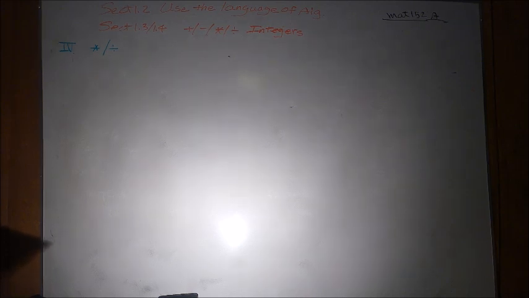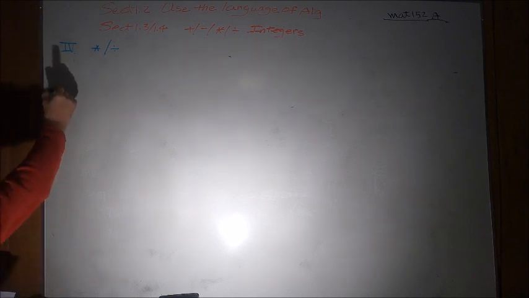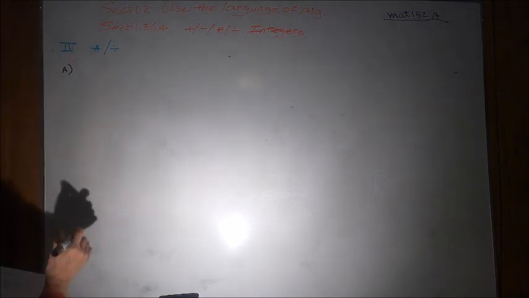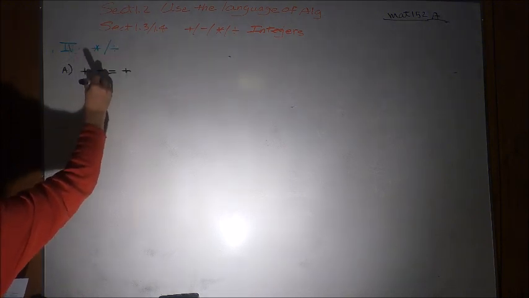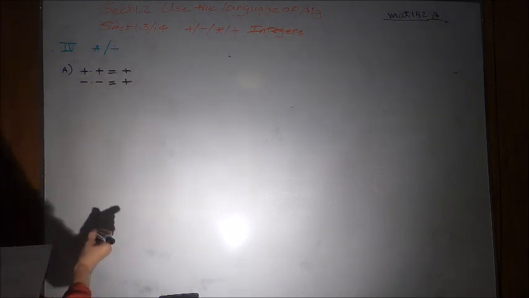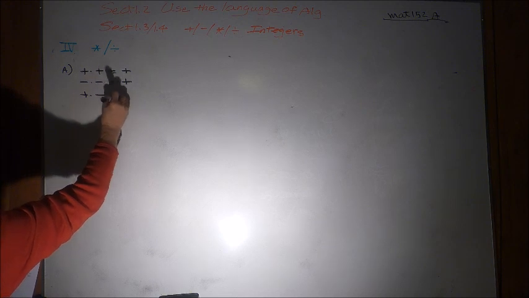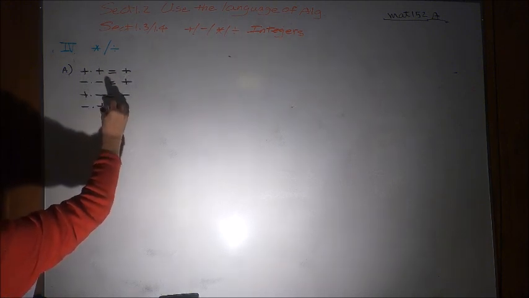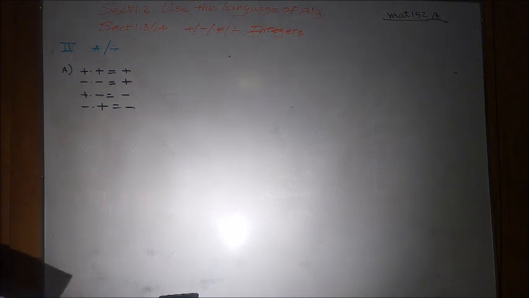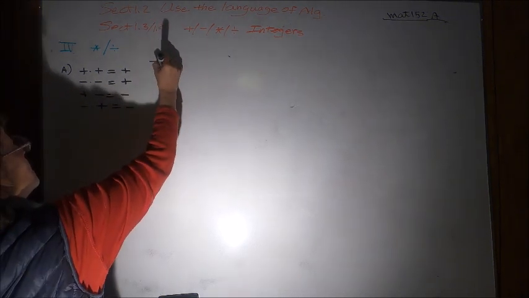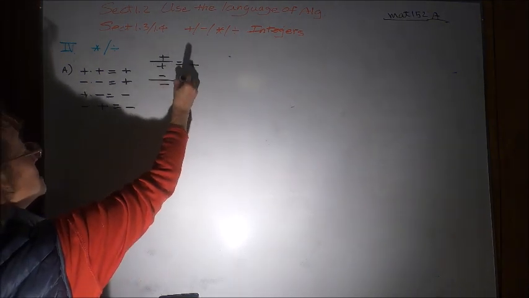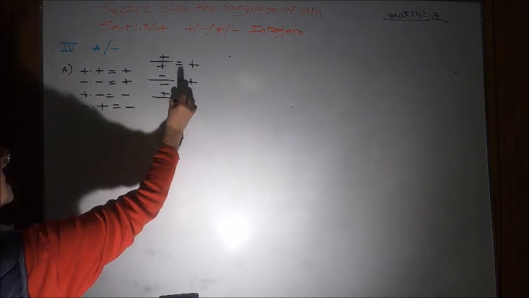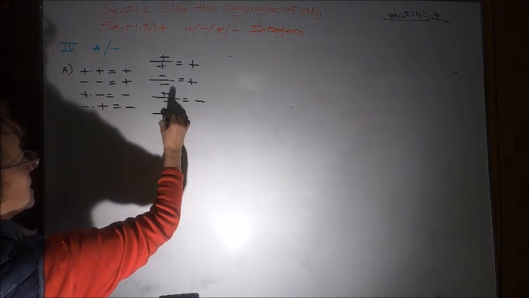Now let's review multiplication and division, okay? So for multiplication and division, we say positive times positive, same sign, positive. Negative times negative is positive, right? Positive times negative is negative. Negative times positive is what? Negative. Same thing for the division. Same sign, it's positive, negative and negative, same sign, it's positive. Different sign is negative, right?